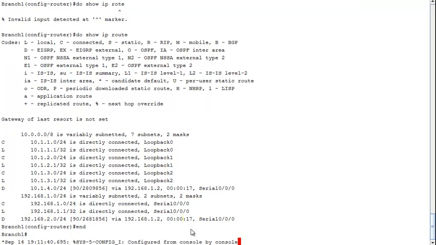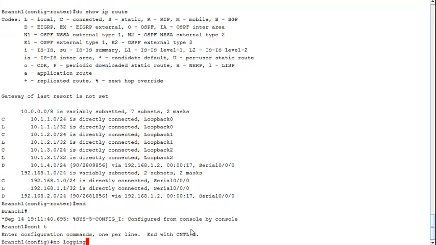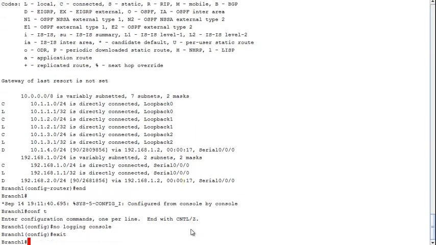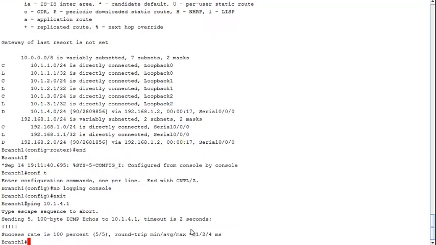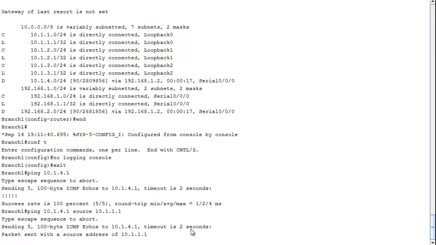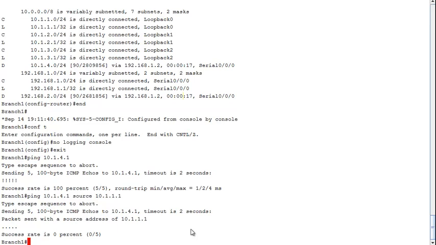Let's do this first. Let's ping 10.1.4.1. Let's just ping that. Okay. Now let's ping 10.1.4.1 from a source of 10.1.1.1. And it's not working. What's the problem? Thought about it? Let's go back to our picture.